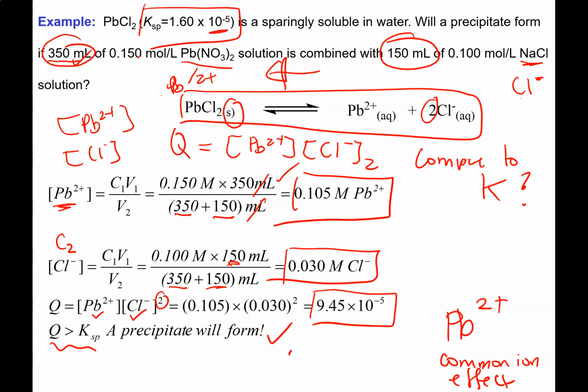So there's a lot of creative thinking as to how to solve that problem. And the key thing is recognizing that whenever you're combining more than one solution together, you're frequently going to need to do a dilution type problem. Okay, so that's one example of where we are predicting if a precipitate will form when we're mixing two solutions together. Each of them contains a common ion. One common ion from one thing, one common ion from the other.